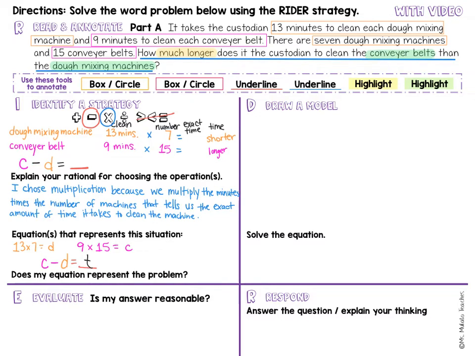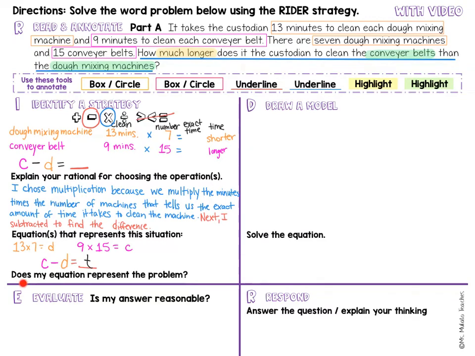Then we chose to subtract. Why? Well, we chose to subtract. We are kind of comparing, but we're really looking for the difference. So let's write. Next, I subtracted to find the difference.